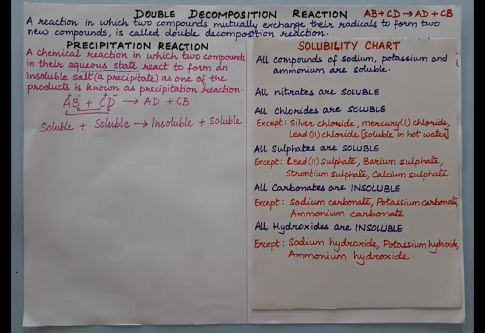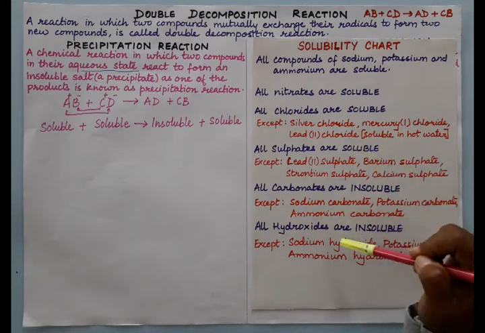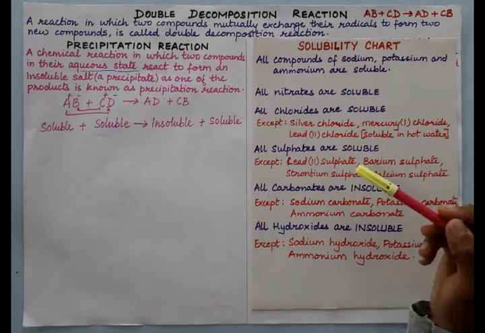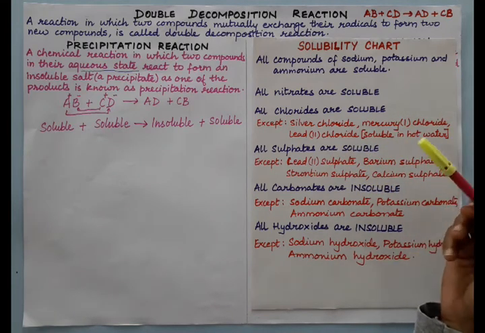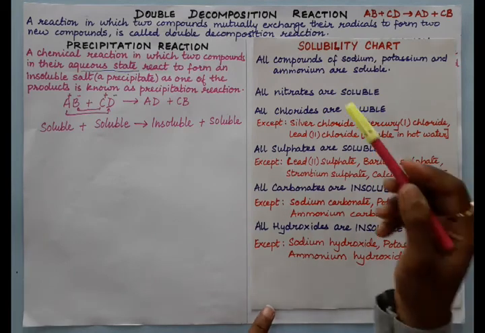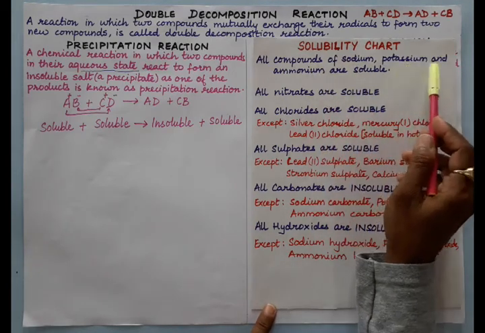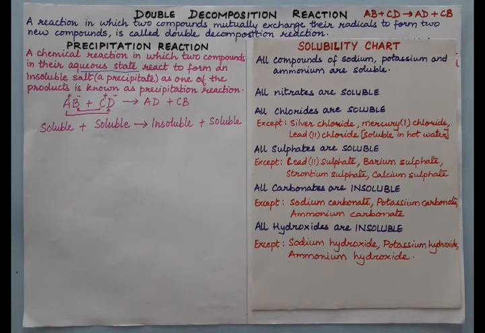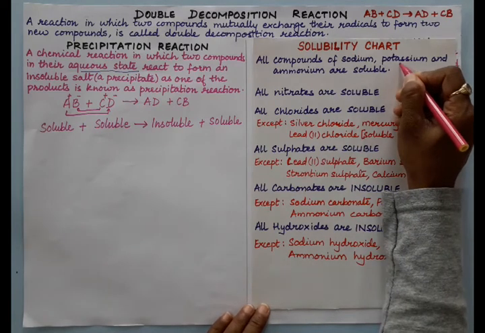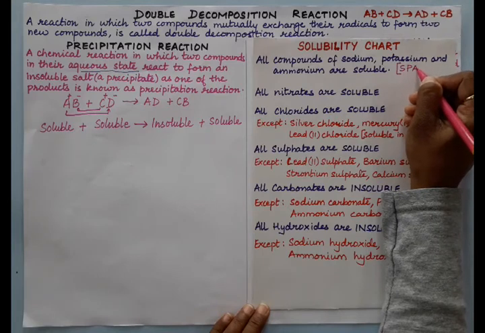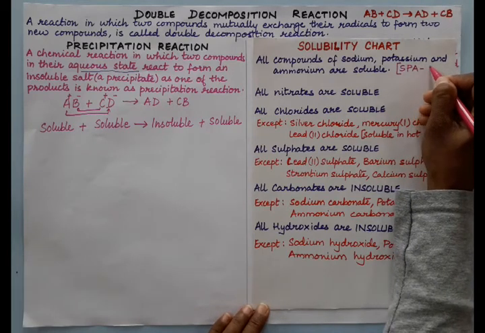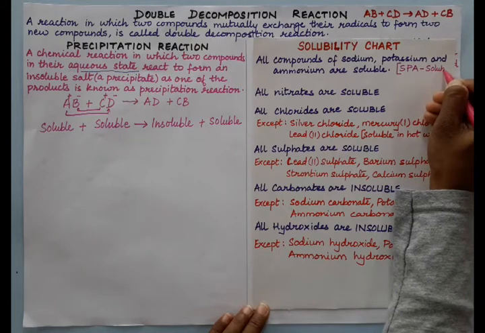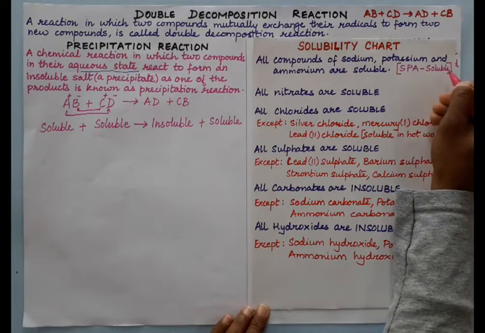Now to understand this, we have to first understand the solubility chart. Solubility chart means we have to understand which compounds are soluble in water and which are not soluble. Now see, all compounds of sodium, potassium and ammonium are soluble. So I am giving you just a shortcut to remember: SPA. All compounds of sodium, potassium and ammonium are soluble. So it will be easy to remember.